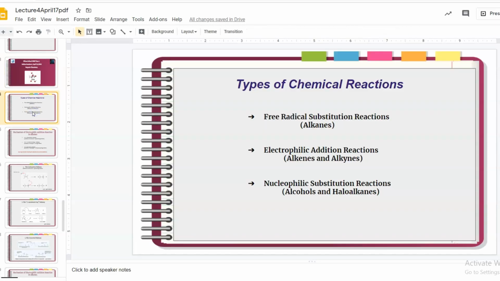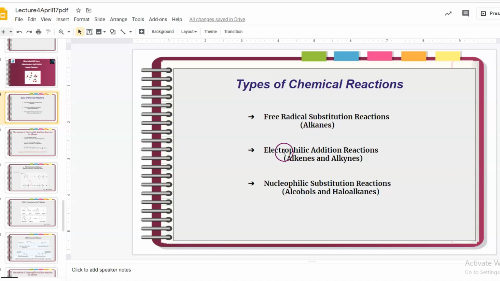So let's briefly talk about the kind of reaction that we mentioned during our last session. During our last session, I talked to you guys briefly about the three different kinds of organic reaction that we'll encounter in our first year of IB chemistry. Those reactions were free radical substitution reactions for alkanes, electrophilic addition reactions for alkenes and alkynes, and nucleophilic substitution reactions for alcohols and haloalkanes. We went into detail about the free radical substitution reactions, taking an example of a methane and chlorine reaction.